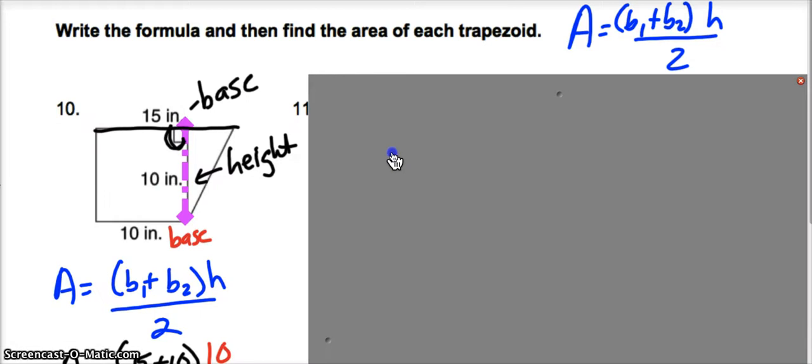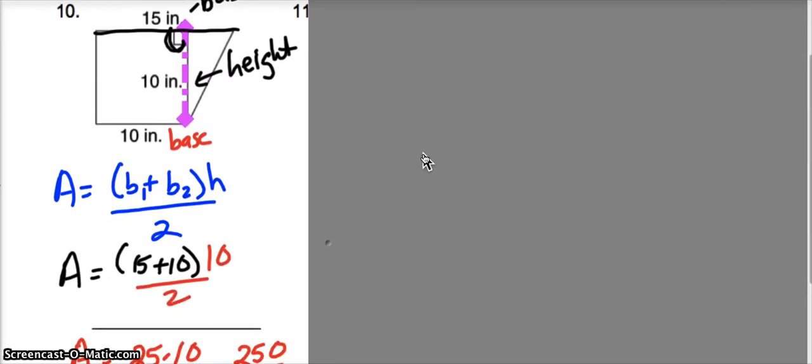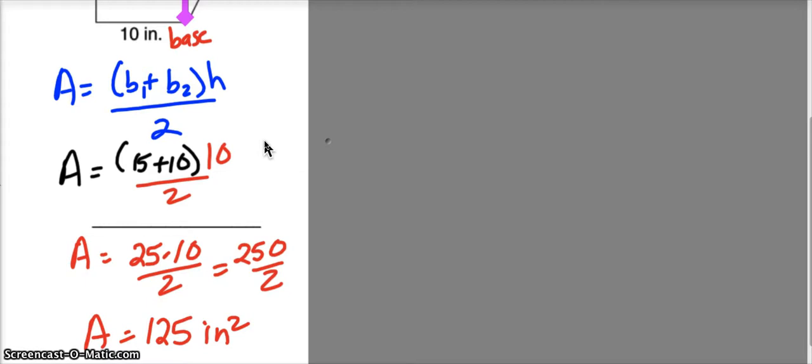All right, so the work runs on a little bit further here. So the formula: base 1 plus base 2 times the height over 2. I found the H. The H is actually upside down in this trapezoid. One base is 15, the other base is 10. The height is also 10. It's the pink line. 15 plus 10 times 10 divided by 2. Following the order of operations, you add 15 and 10 first. 25 times 10 divided by 2, which is 250 divided by 2, which is 125 inches squared.